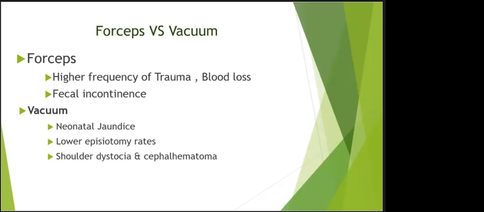They say with the forceps, there's higher frequency of trauma and blood loss, because you might incur a sulcus tear. The tear could be from the vagina all the way near to the cervix. There could be fecal incontinence in patients who had forceps delivery. They say with vacuum, there's neonatal jaundice and lower episiotomy rates. It could be shoulder dystocia and cephalhematoma.